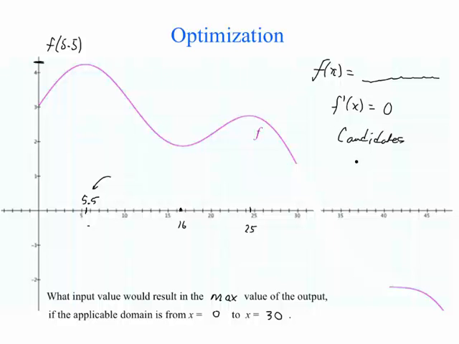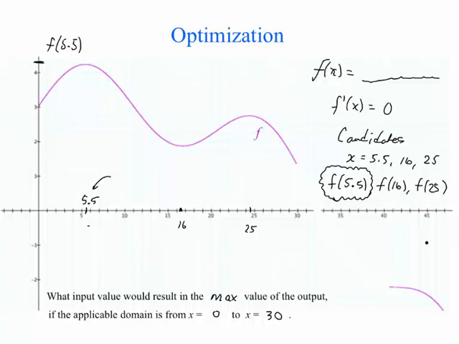So we would compare. Our candidates would be x equals 5.5, 16, and 25, and then we could just find the output of each one. And then what are we looking for? Greatest value of output. When we plug in f of 5.5, we'll find that one's the biggest, and we'll know that we have the maximum value.